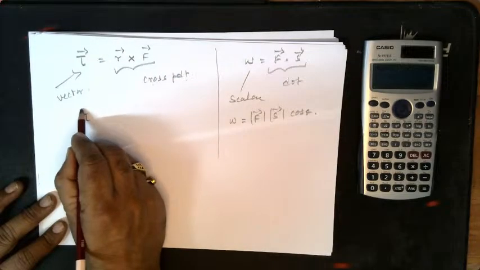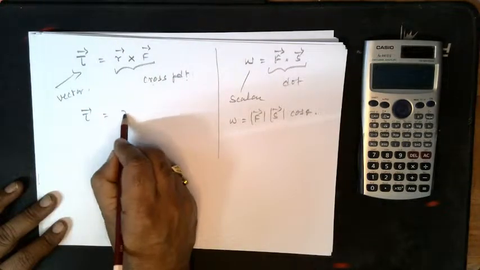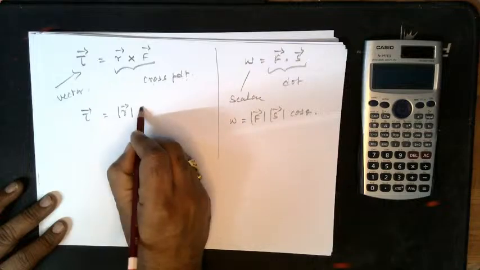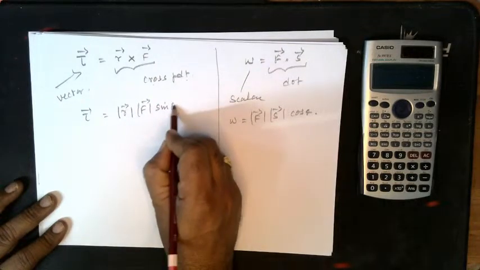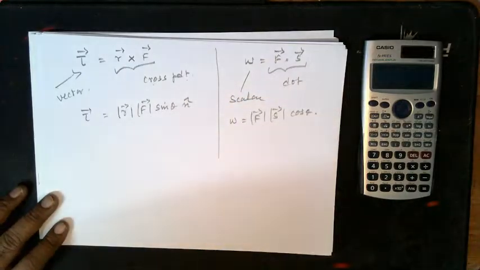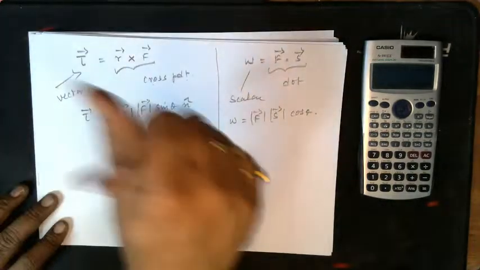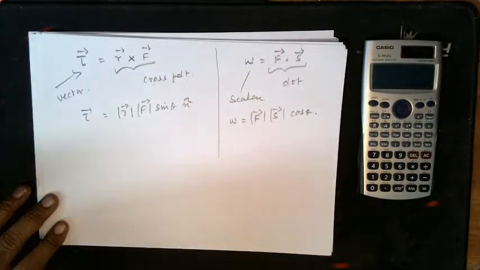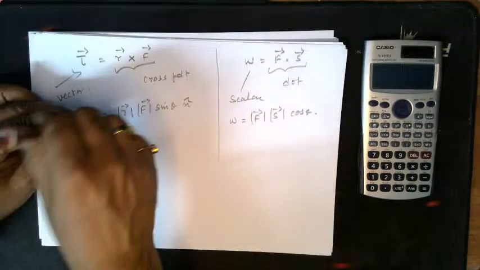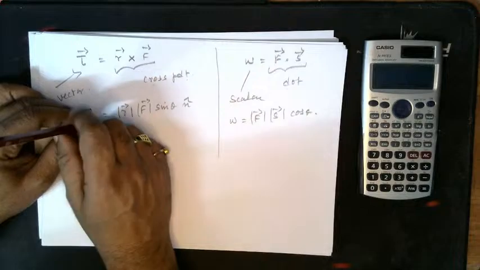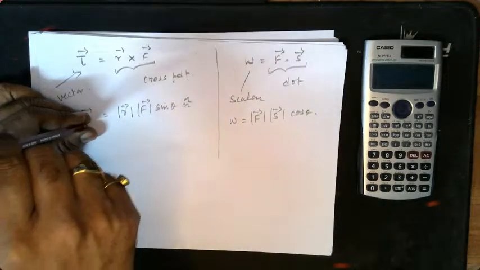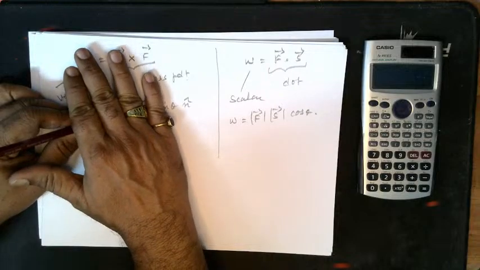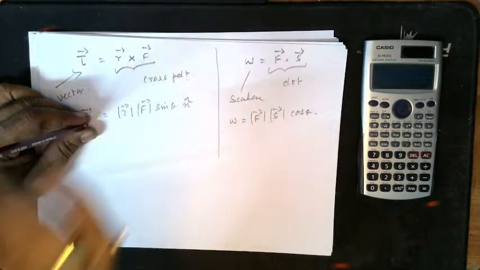If it is a tau vector, then r vector modulus, f vector modulus, sin theta, and you have to put the n cap also here. That is the unit vector about which it is going to turn, the axis of rotation. For example, this is the perpendicular, so this is the plane. It is going to twist, meaning the perpendicular axis to the plane is called n cap, and we take this as a unit vector.